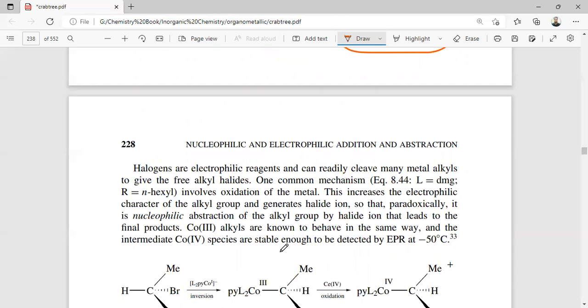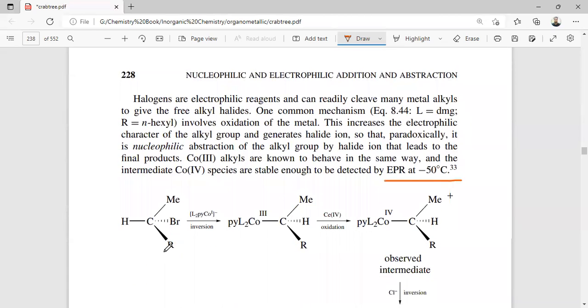One common mechanism involves oxidation of the metal. So this increases the electrophilic character of the alkyl group. This degenerate halide ion, so periodically it is a nucleophilic abstraction of the alkyl group by the halide ion that leads to the final product. So cobalt 3 alkyls are known to react in the same way, and the intermediate cobalt 4 is stable enough to be prepared and observed by EPR at minus 50 degrees C.